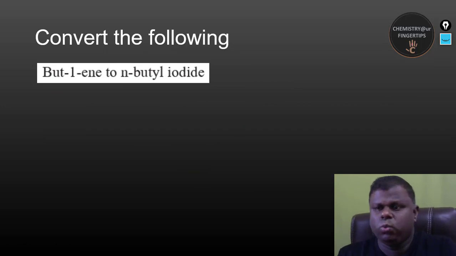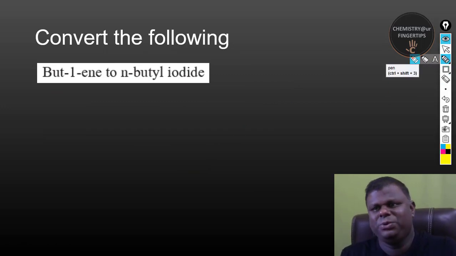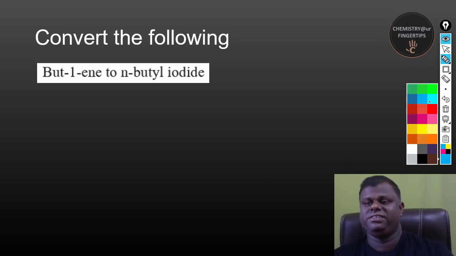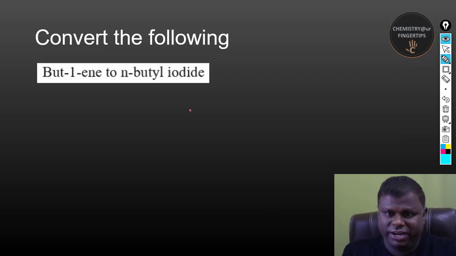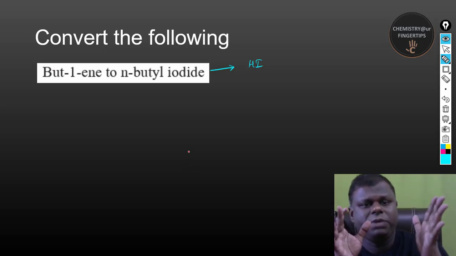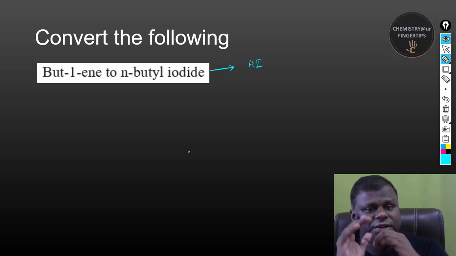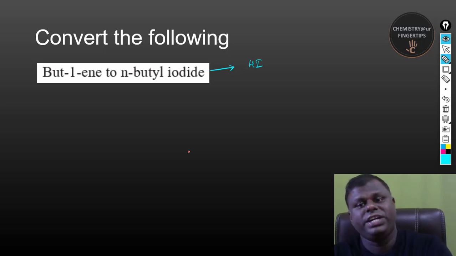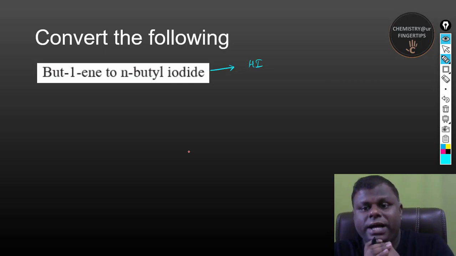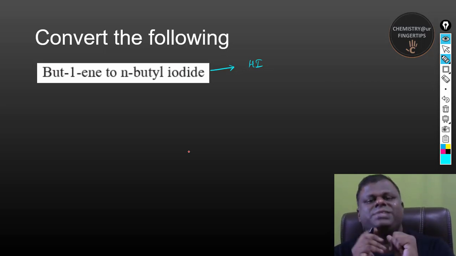Okay, then we have but-1-ene to n-butyl iodide. Here is something that you might want to note. This is an iodide. You can say that it is but-1-ene, so you can directly use HI with peroxide, but actually this is not the correct way. But-1-ene should be converted into n-butyl bromide by anti-Markovnikov addition of HBr, and then this Br minus has to be converted into I minus by using the Finkelstein reaction. That's basically the correct way.